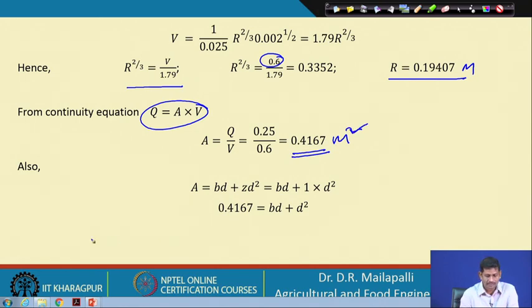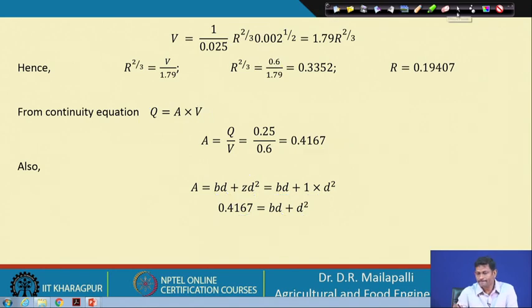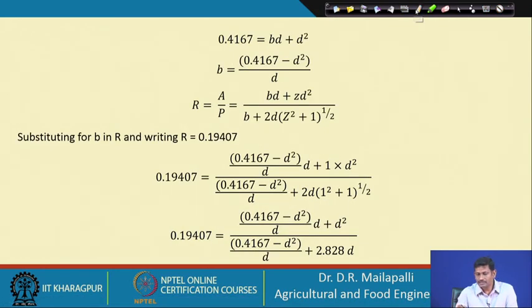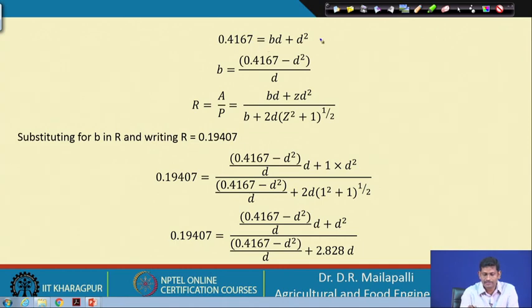Also now A, so B D plus Z D square, this is area of cross section for trapezoidal channel, or B into D plus Z equal 1 D square, and now area from here is B D plus D square. Now, this is the previous equation, B D plus D square is equal to 0.4167. Now, B is equal to this much, and since R is equal to A by P, so A equation and P equation.